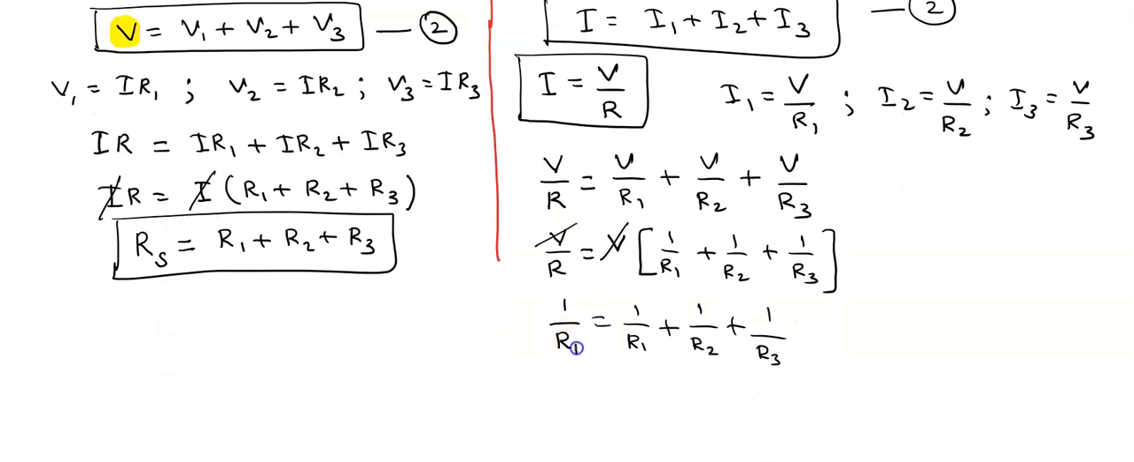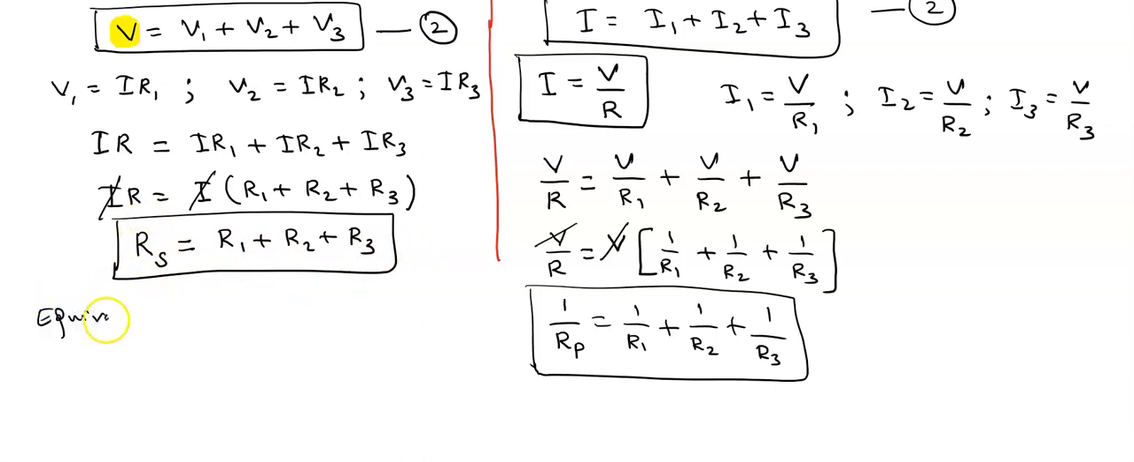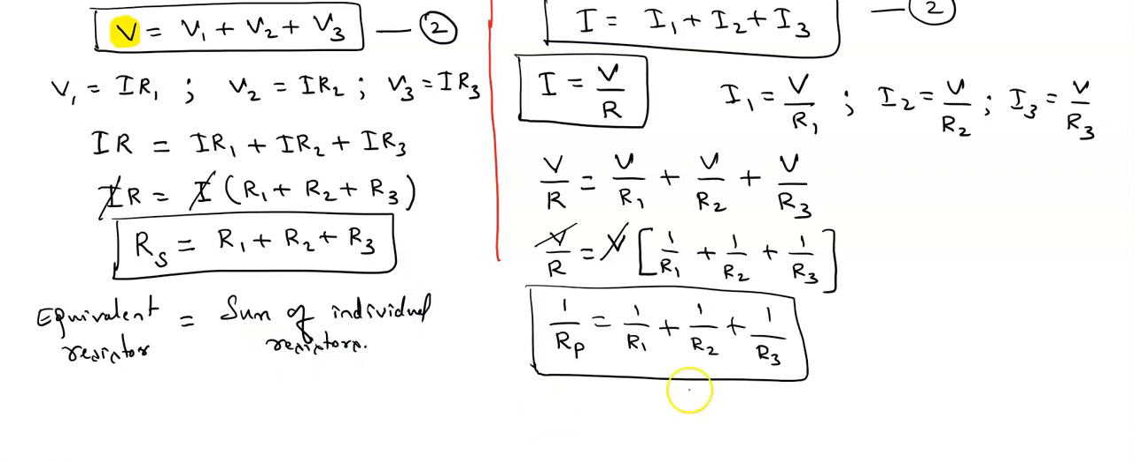So here the net resistance is parallel, so I will write it as 1 by Rp. Rp is nothing but the equivalent resistance when the resistors are connected in parallel. So the equivalent resistance is the reciprocal of the individual resistors. In series, the equivalent resistance will be equal to the sum of the resistors, correct? Here equivalent resistance means total resistance, which is equal to the sum of individual resistors or resistances, correct? But what is the equivalent resistance in case of parallel?